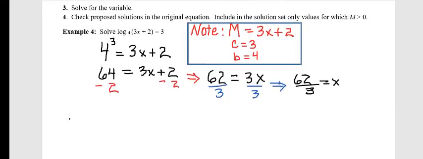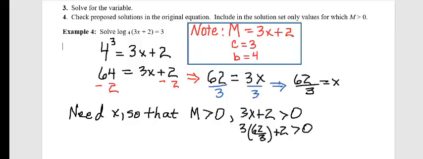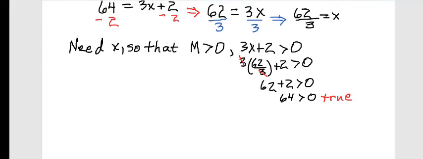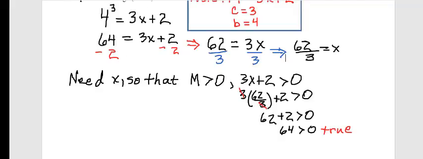Now, the thing you have to be careful of is you have to make sure that your x is an x so that m is greater than 0. So in our case, for this problem, m is 3x plus 2. So we need to make sure that's greater than 0. So 3 times 62 over 3 plus 2 needs to be greater than 0 for us to accept this solution. And 64 is the result of replacing x with 62 over 3 in 3x plus 2, and that is greater than 0. So we can accept our solution.